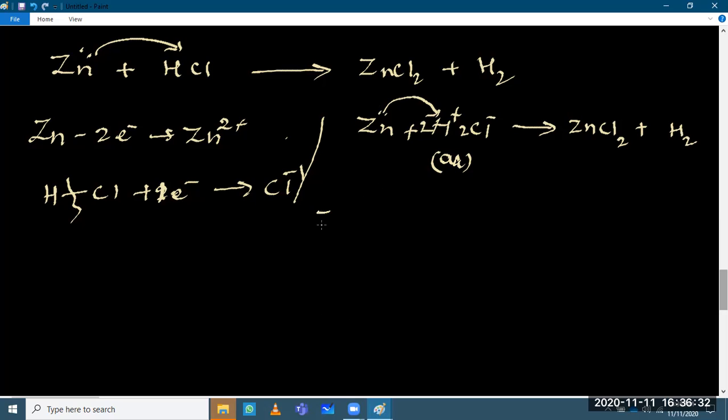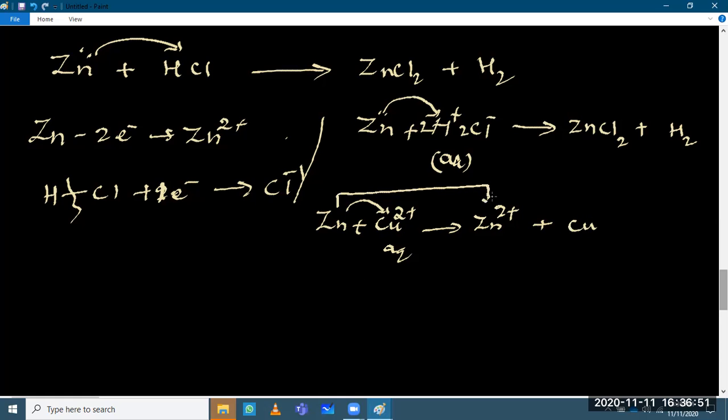Let me take one more example. Zinc treated with copper sulfate solution. Copper sulfate contains Cu2+ ions. Zinc now donates 2 electrons to the copper, hence zinc gets converted into a zinc ion, whereas copper gains 2 electrons and becomes copper metal. So zinc to zinc ion is nothing but oxidation. Copper ion to copper is nothing but reduction.